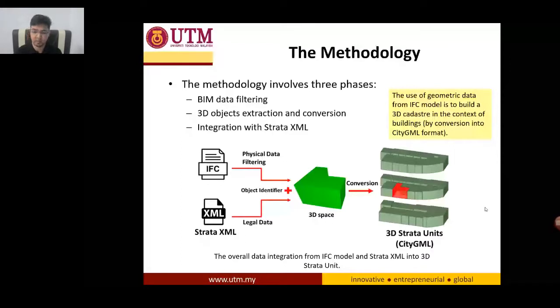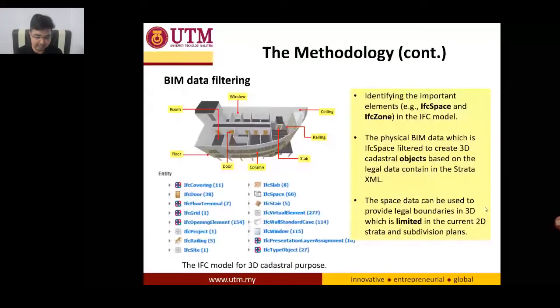So the use of geometric data from the IFC model is to build a 3D cadastre in the context of building by conversion into CityGML format. So move on to the next phase, the BIM data filtering. In our work, we use the IFC model as a BIM data. So we know that in IFC model, they have a lot of information and data and layers. For example, we have here the IFC slab, IFC space, grid, and door.